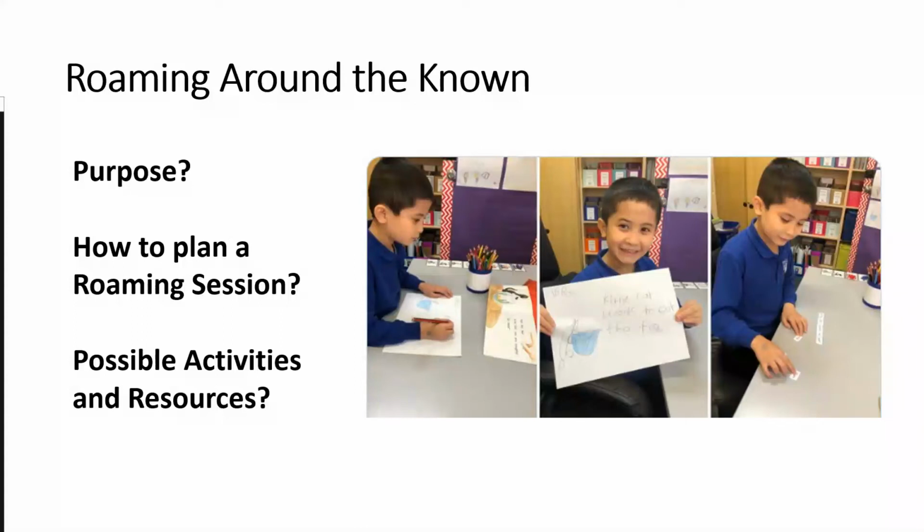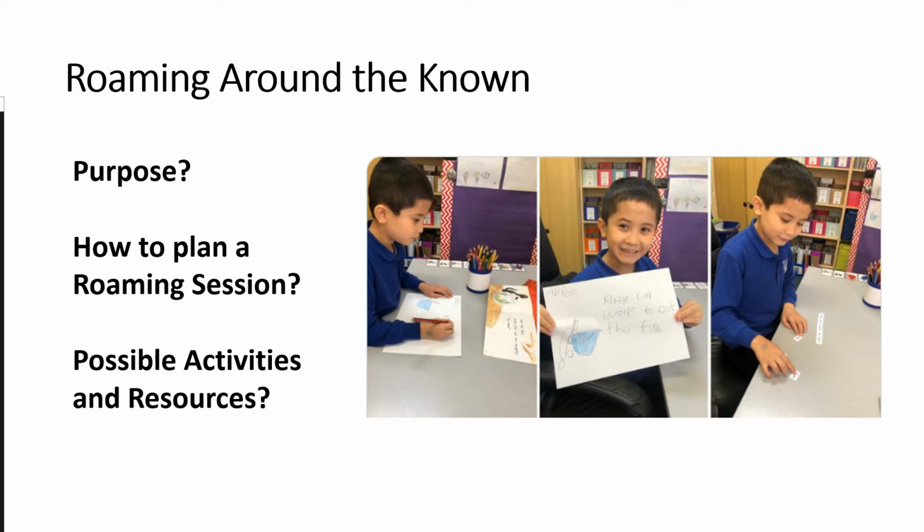Hi, this is Carrie, and we're going to do a screen tutorial on what is this thing called roaming around the known. Specifically, we're going to look at what's the purpose for these first two sessions that you're going to do with your student. How do you plan that roaming session? And then what are some possible activities and or resources for that planning work?